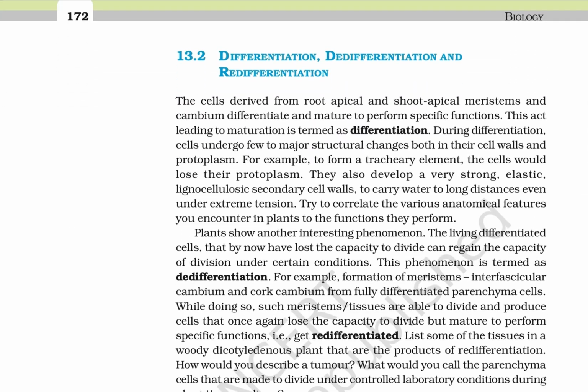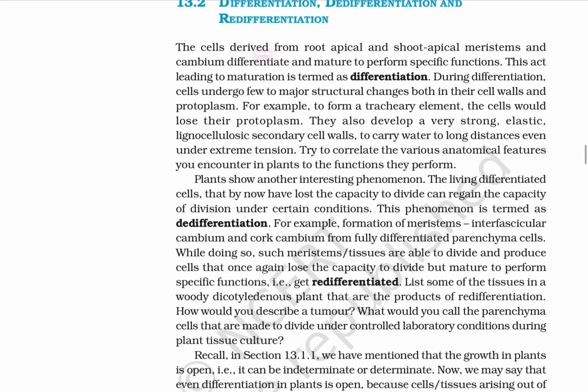Differentiation, dedifferentiation, and redifferentiation. The cells derived from the root apical and shoot apical meristems and the cambium differentiate and mature to perform specific functions. This acts as leading to maturation in terms of differentiation. During differentiation, cells undergo a few major structural changes both in their cell wall and protoplasm. For example, in some of the tracheary elements, the cells would lose their protoplasm.